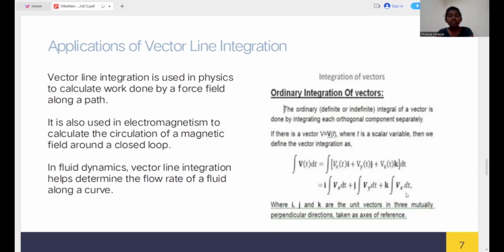Vector line integration is used in physics to calculate work done by a force field along a path. It is also used in electromagnetism to calculate the circulation of a magnetic field around a closed loop. In fluid dynamics, vector line integration helps determine the flow rate of a fluid along a curve.